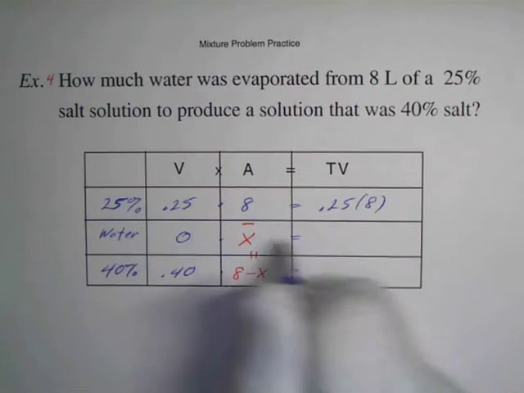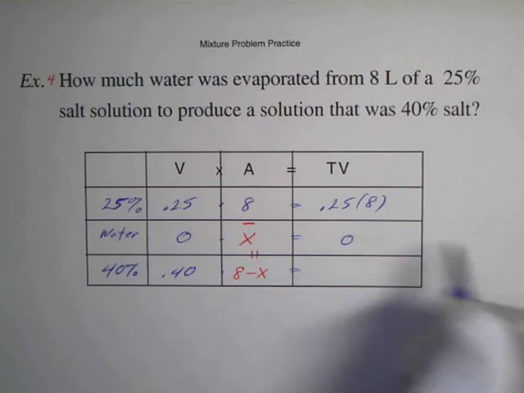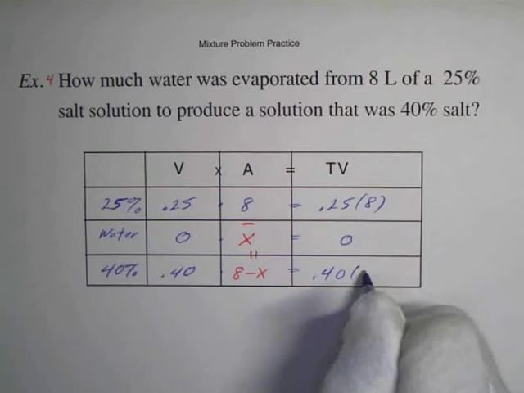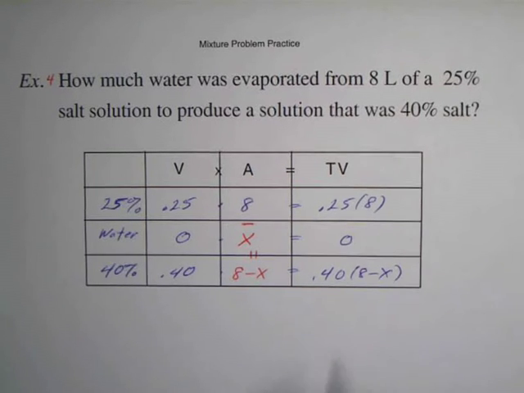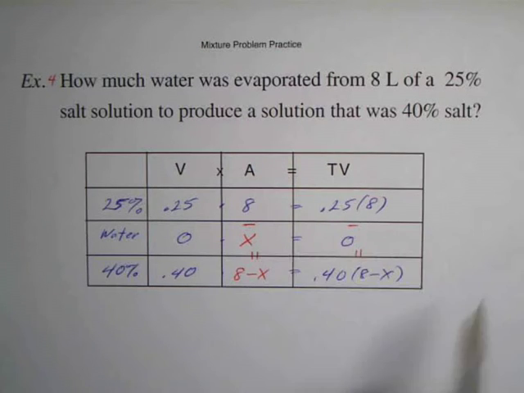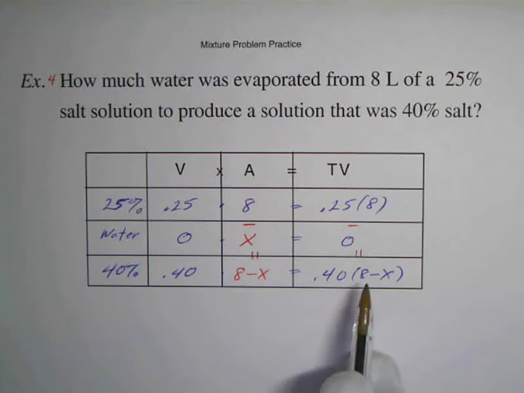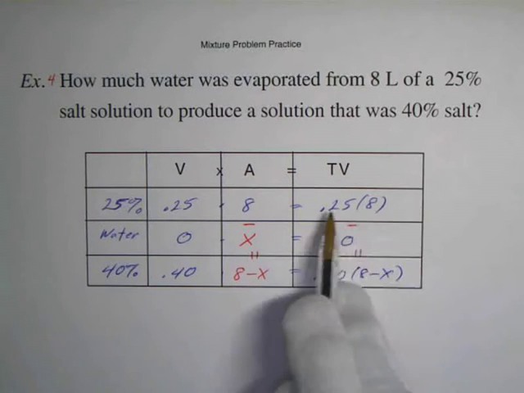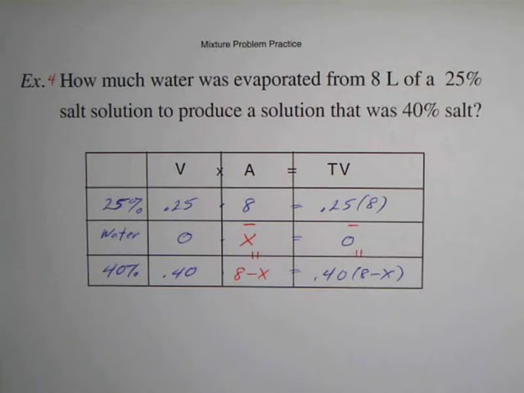So we got 0, so I'm not really changing anything here, and I'm going to have 0.40 times 8 minus X. And this is minus. Doesn't really matter because I'm subtracting 0. So 40% of 8 minus this much water will be 2 liters, or 25% of 8. So there's your equation. So it's pretty easy.